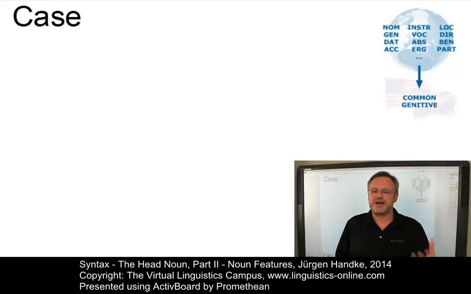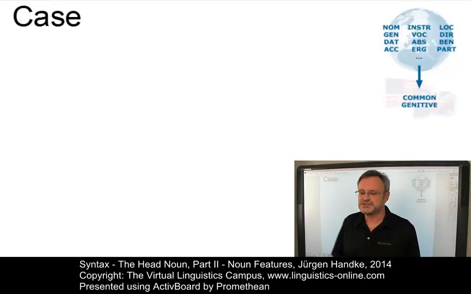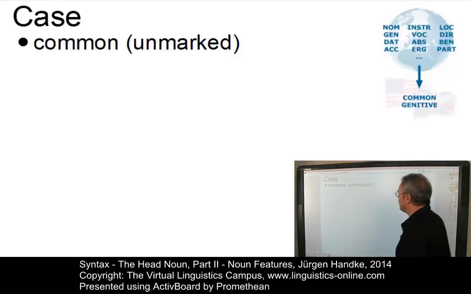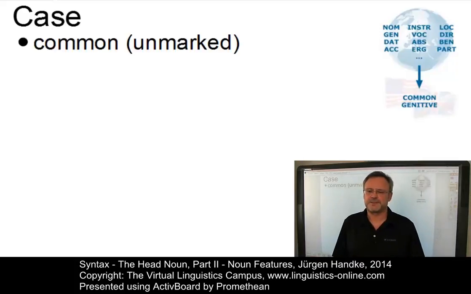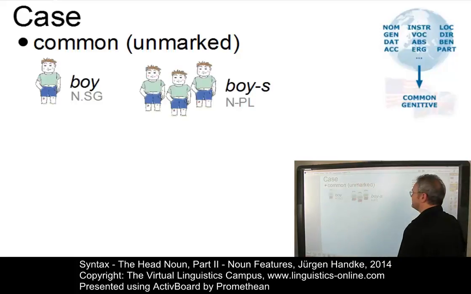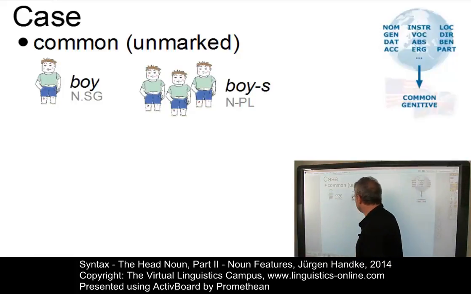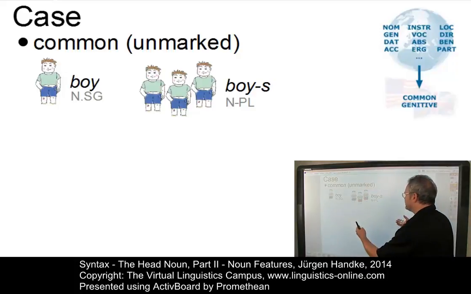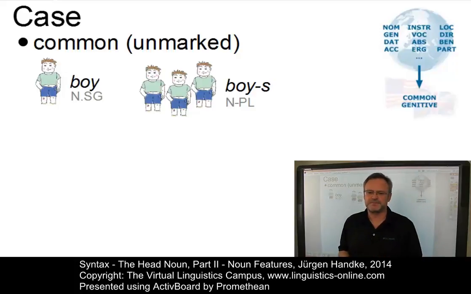English nouns can be declined for two cases. The standard one is the unmarked or common case. That is, standard forms of nouns in their singular and plural form. So, boy is a noun in its singular form, boys is a noun in its plural form, both belong to the category of common case.